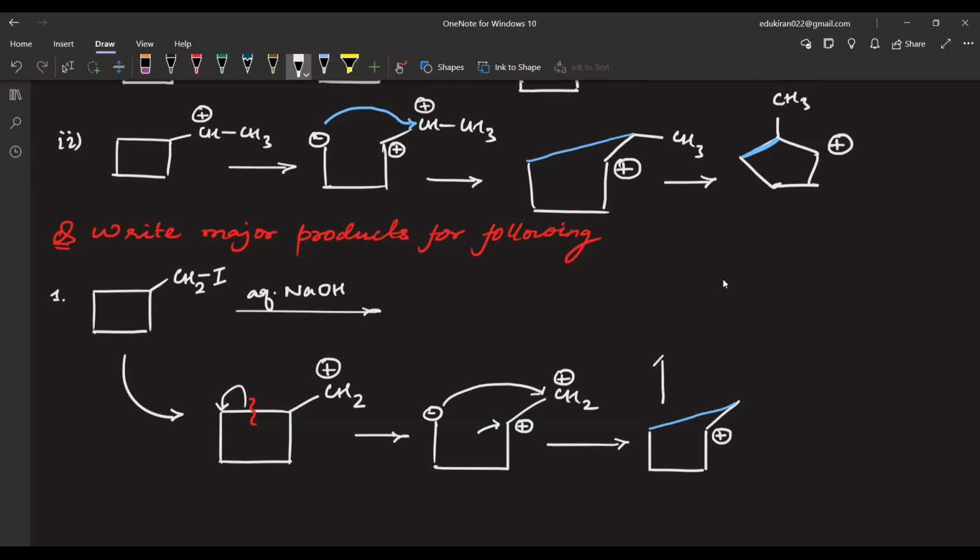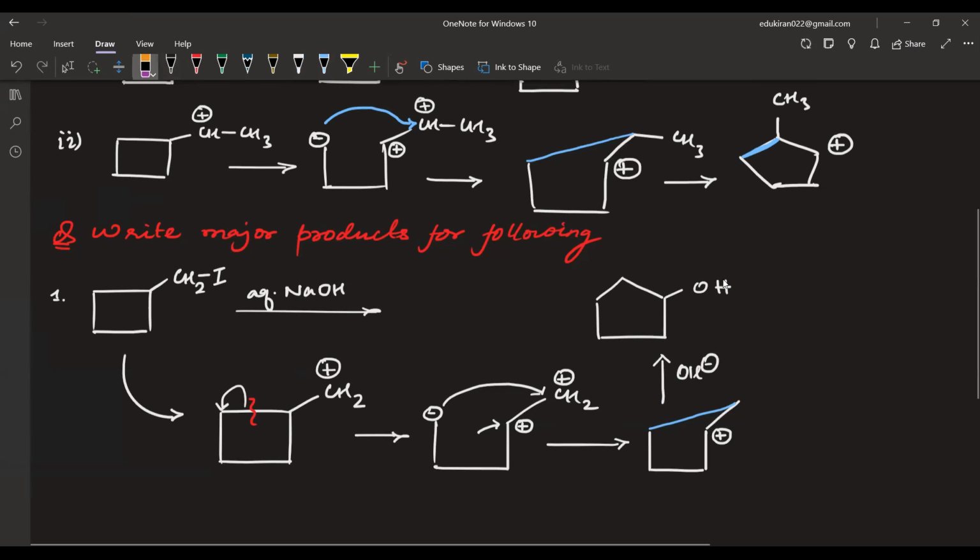Okay, and then further, what will happen? The OH will attack on this carbocation, and you will be getting OH on this carbon atom. Is that clear? Yes or no? Please tell me each step. What is happening in each step? Yes or no, guys? Yes, sir.